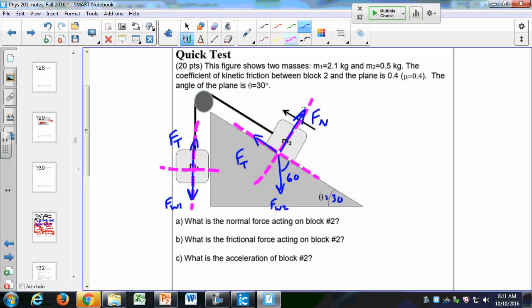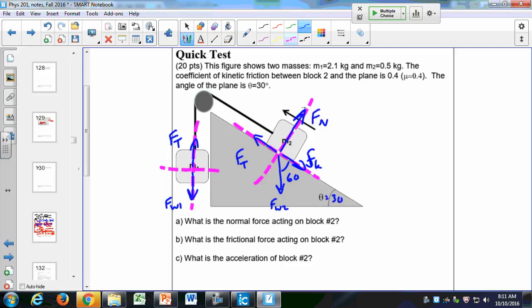All right, what force am I missing on the right-hand free body diagram? The frictional force. Is it up or down the inclined plane? It's down, because it's moving up the inclined plane, our frictional force will always oppose the direction of motion. So it's going to look like this, Fk.